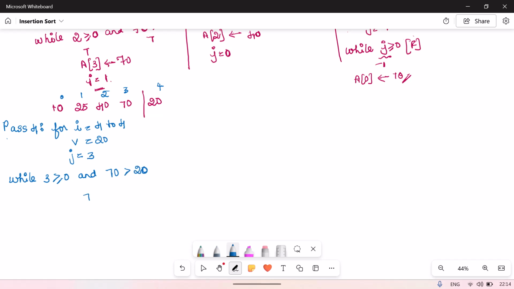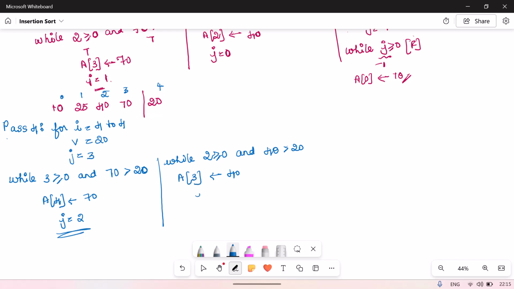Then what do we do? Take that 70 and put it in A of j plus 1, so A of 4. And then decrease j by 1. So j is 3, now it becomes 2. Correct? Next again, while 2 greater than or equal to 0 and j is now 2, so A of 2. So 40 will be compared with 20. Both are true, so 40 will be now placed at A of j plus 1, which is A of 3, and j will now be decreased by 1.